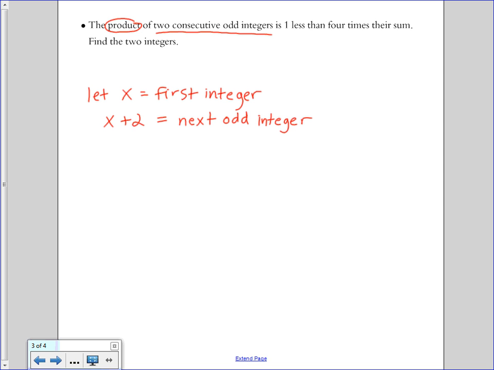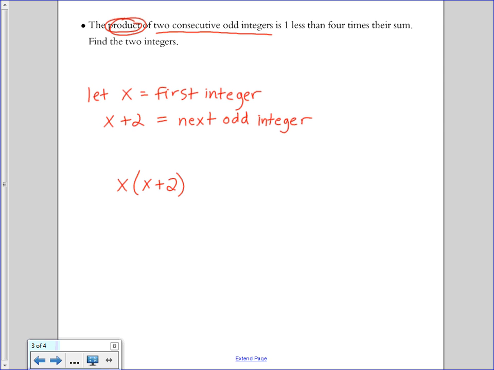So now we've defined what our x is, and we've defined what the next one is, which is x plus 2. And then it tells us the information that we're going to use to write our equation. So the product of these two things is 1 less than 4 times the sum. So I'm just going to follow the order of this sentence and write my equation. The product, so I'm going to multiply them.